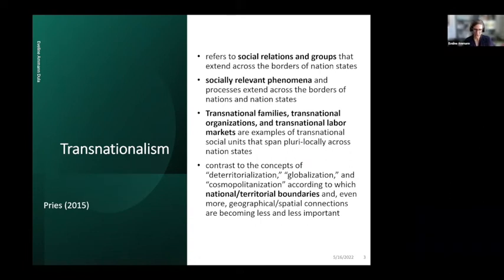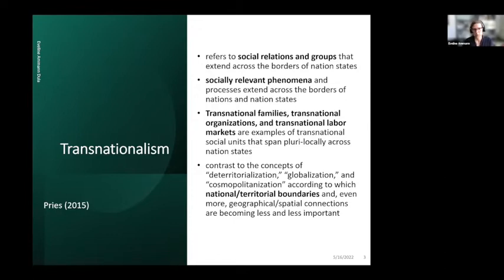So the concept we can use instead, to overcome methodological nationalism, is the concept of transnationalism, I'm proposing. This is from Priest, but I have also other references. It refers to social relations and groups that extend across the borders of the nation state. So it goes beyond the nation state. These are social phenomena, as migration and mobility are, and processes that extend across the borders of nation states. For example, transnational families, transnational organizations, transnational labor markets, and also, of course, social actors.